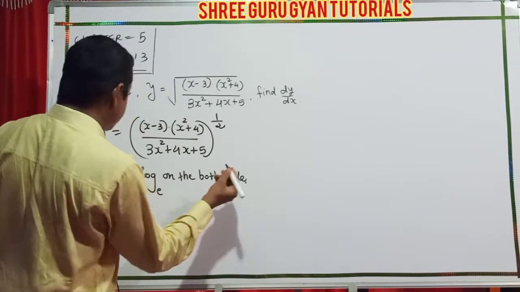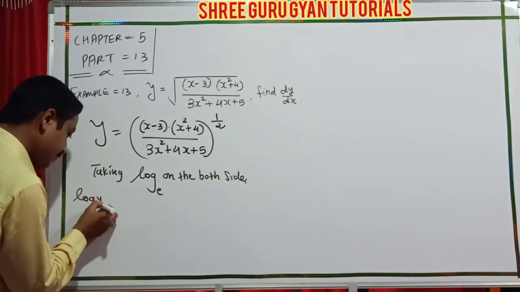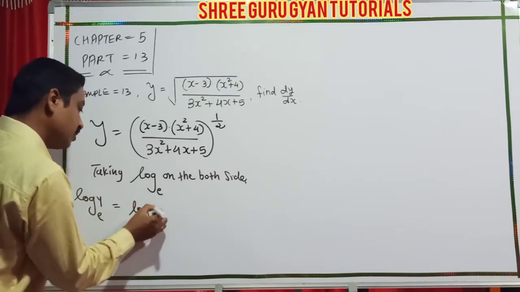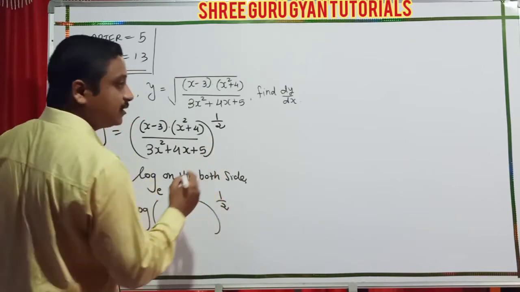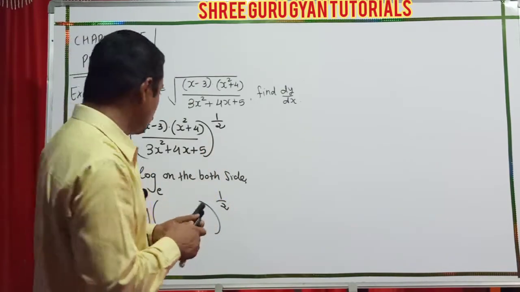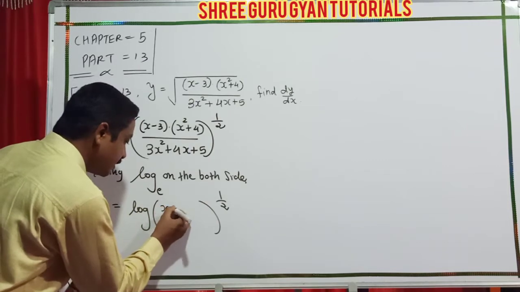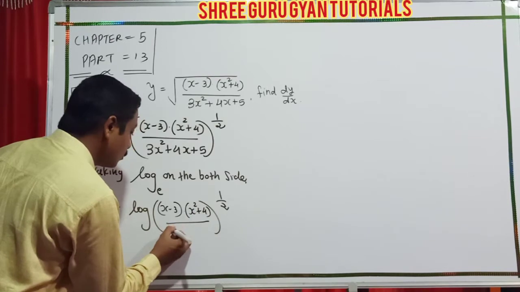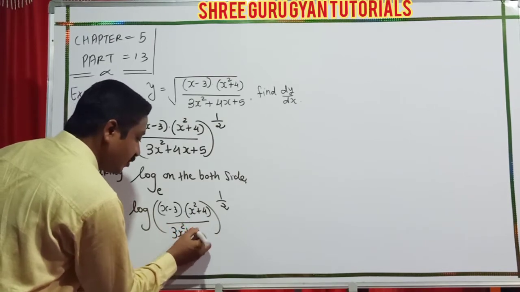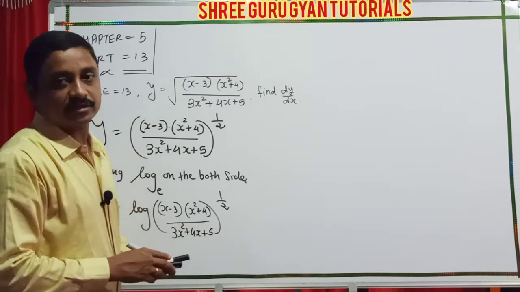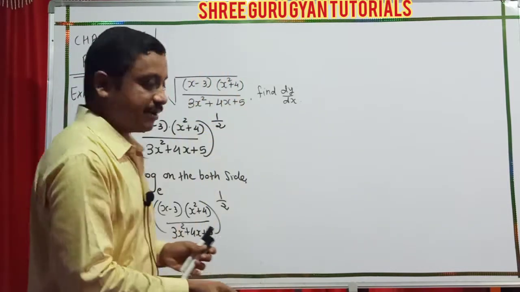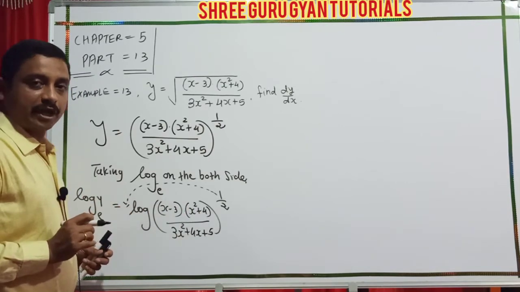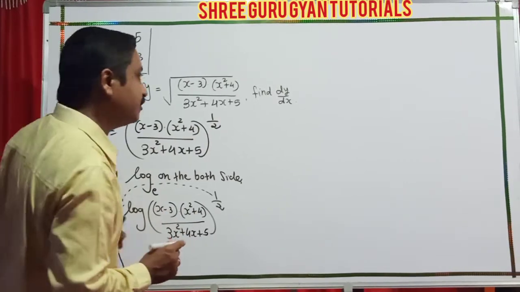So you get, students, here log y base e, and here the log of your full value as it is, raised to power half. So the internal value is x minus 3, x square plus 4, over 3x square plus 4x plus 5, the same as before. Now students, this half power you just take outside, and for the internal function apply the property of logarithm.